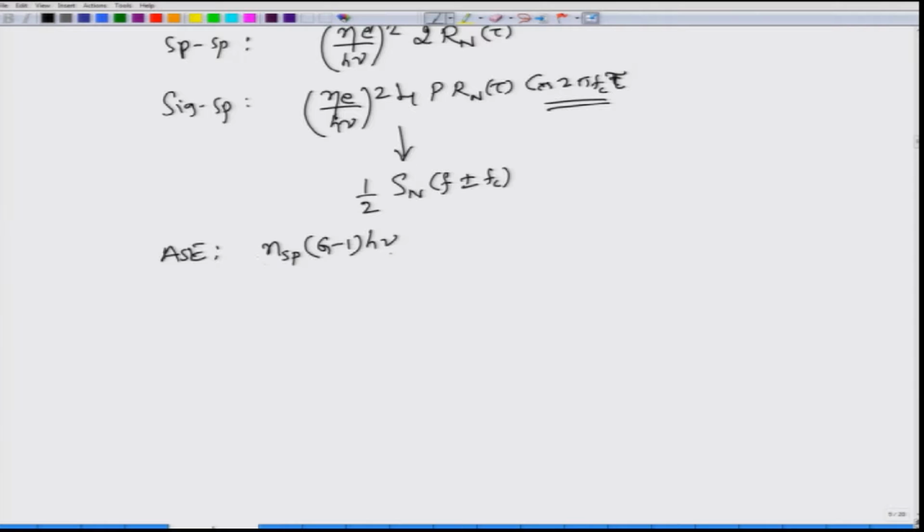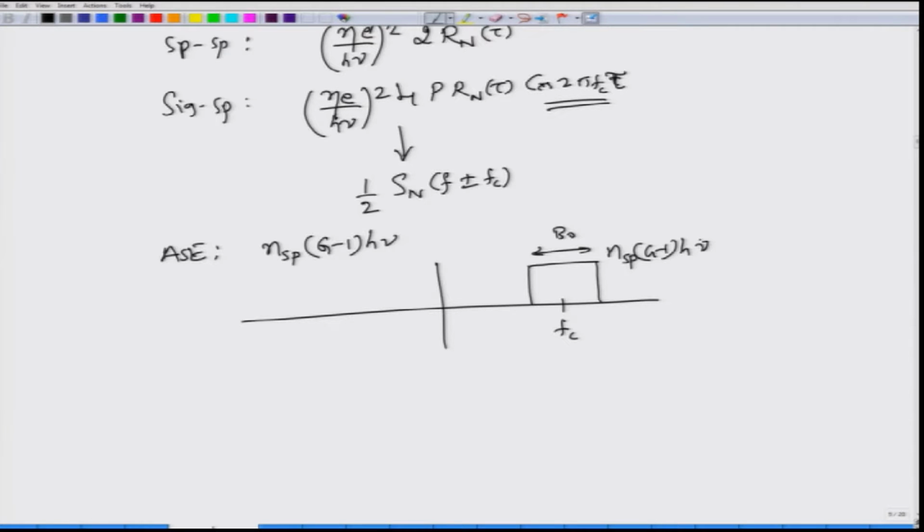This is the power spectral density. This power spectral density will be two sided. What we mean here is that over the bandwidth B0, which is centered at Fc, the power spectral density is given by NSP (G minus 1) h nu. There will of course be one more term at minus Fc. So, you are going to get over the same bandwidth B0, this would still be the same value of NSP (G minus 1) h nu.